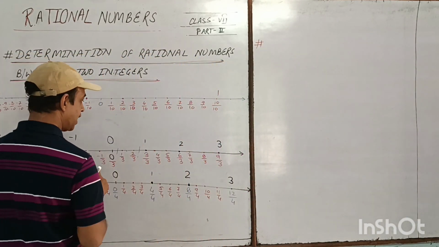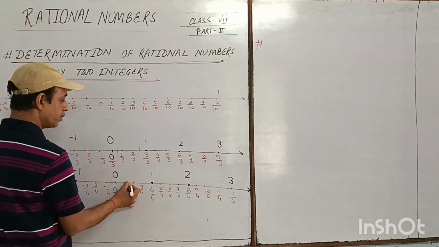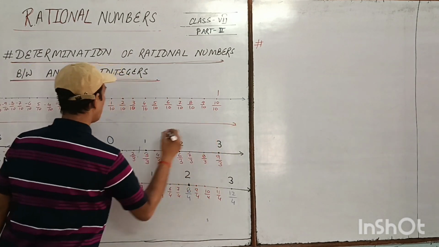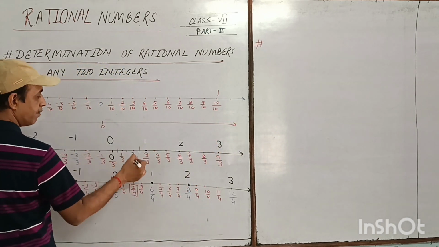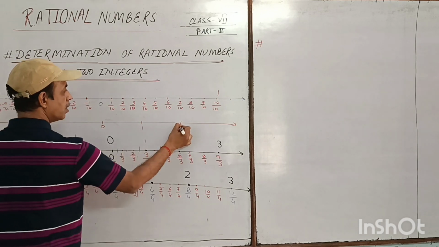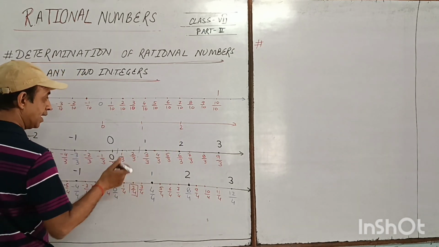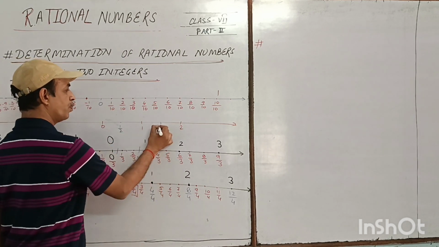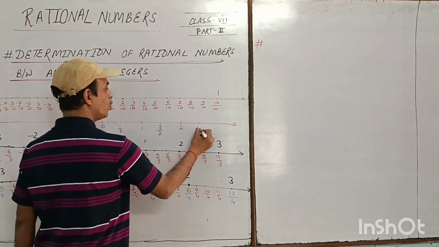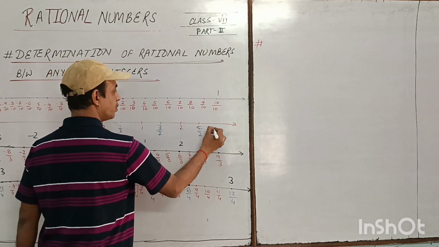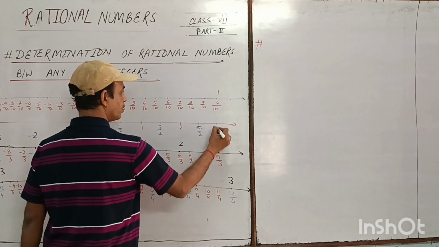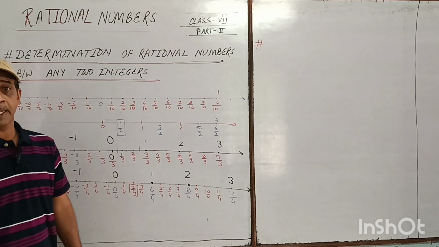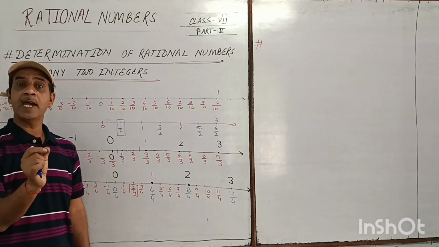Each rational number, if you see it here, 2/4, earlier we have shown it with the help of 1/2, isn't it? This thing I have told you earlier also. A particular rational number can be represented by infinite rational numbers.